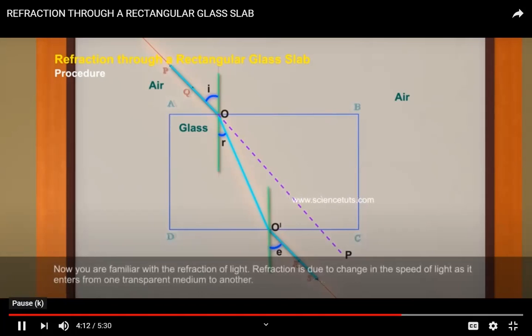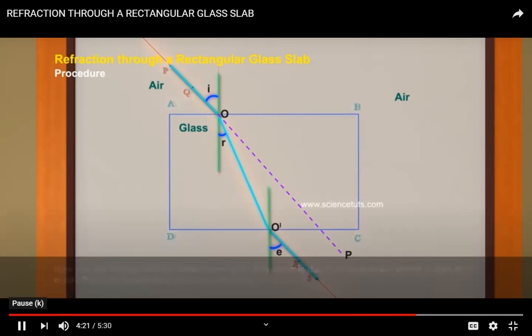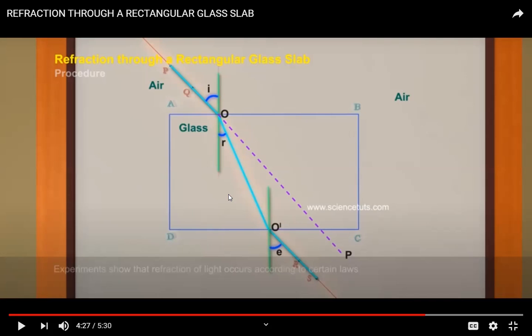Now, you're familiar with the refraction of light. Refraction is due to change in the speed of light as it enters from one transparent medium to another. Experiments show that refraction of light occurs according to certain laws. So according to this video, it's very clear to all my students, I hope so, that the laws of refraction can be verified by this simple experiment: the incident ray, the refracted ray and the normal all lie in the same plane of the paper. Secondly, the ratio of angle of incidence to the angle of refraction is equal to a constant, which is known as Snell's law.